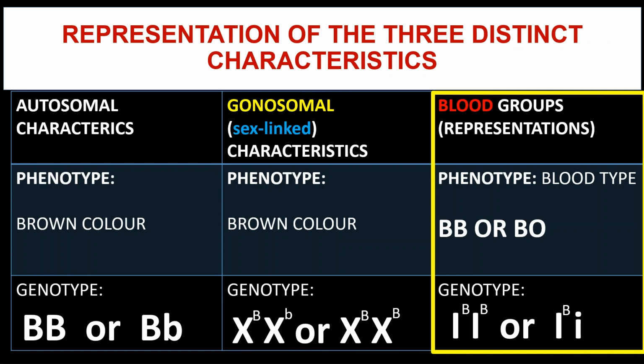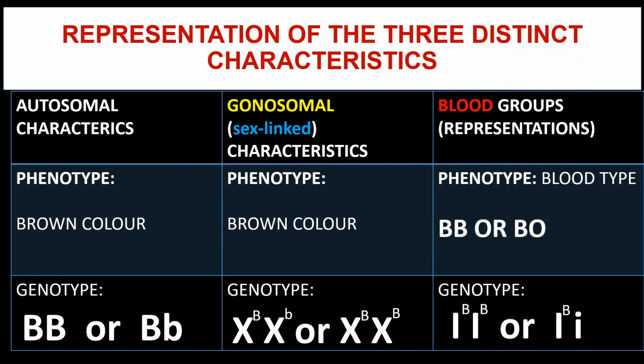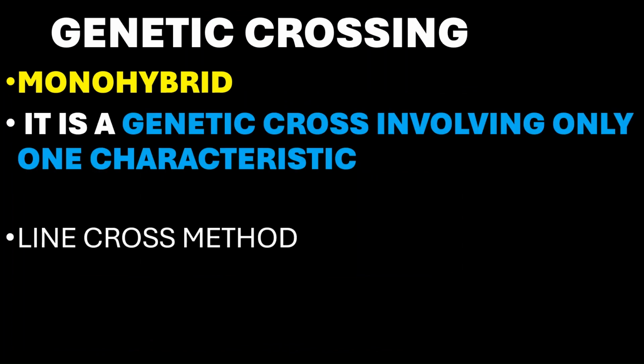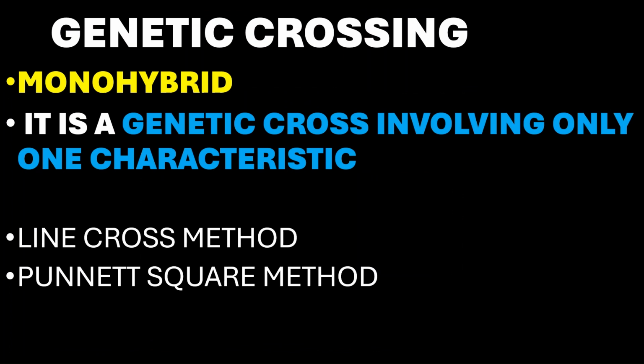So the small letter i represents the recessive trait. Let's look at some genetic crossing. Remember, we dealt with monohybrid, where we're looking at genetic crossing involving only one characteristic. Genetic crossing is so important. It appears in every exam. You can either gain or lose marks there, but there are strategies you can use so that you don't lose marks. And those are the strategies I want us to adopt.